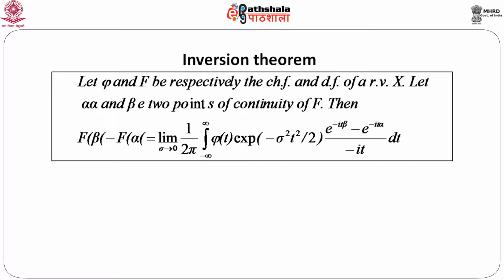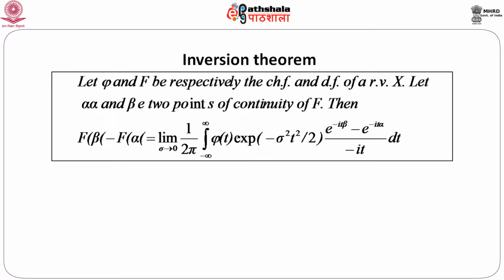Let A and B be 2 points of continuity of f. Note that we are considering two points alpha and beta, and both should be continuity points of f. Then we can write capital F of beta minus capital F of alpha equals limit sigma goes to 0 of 1 by 2 pi integration minus infinity to infinity phi t e to the power minus sigma square t square by 2 into e to the power minus i t beta minus e to the power minus i t alpha divided by minus i t dt.